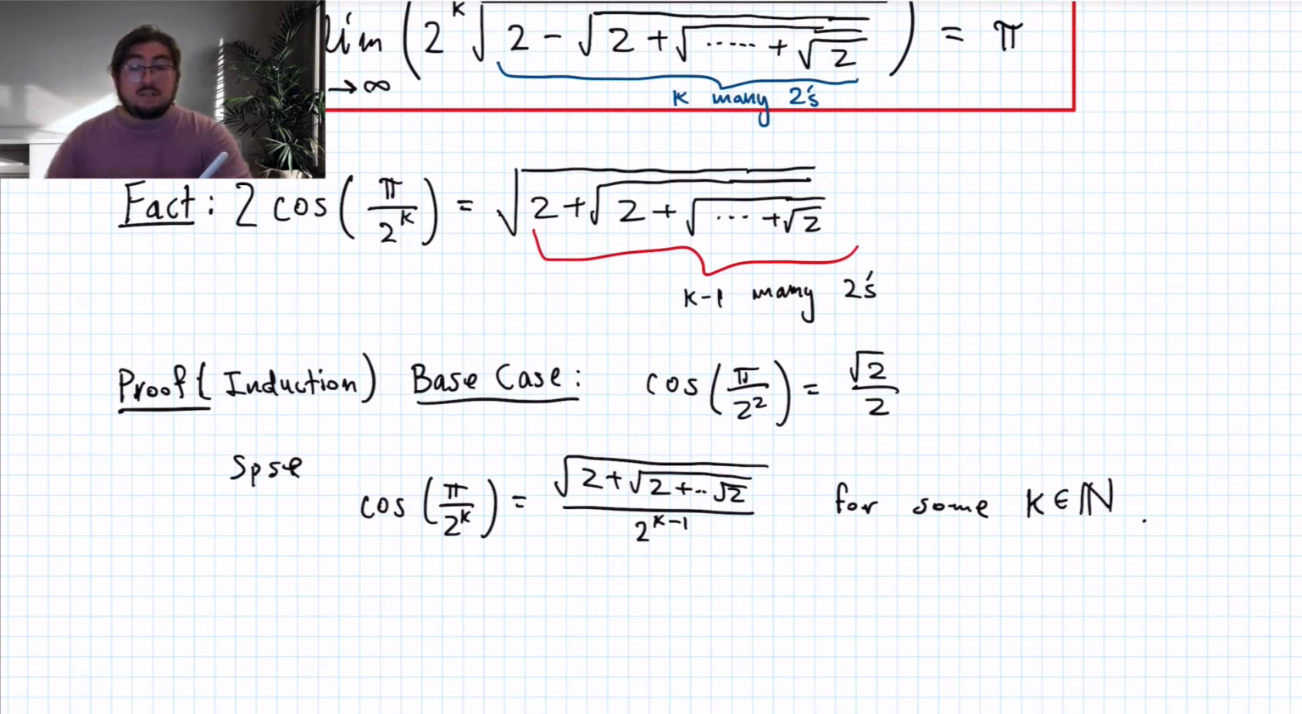Okay, so what I want to do now is show that it's true for the next integer k. If you can show that it's true for the next integer k, assuming that it's true up to some integer k, then basically you can show that it's true for all integers. That's the whole point of induction.